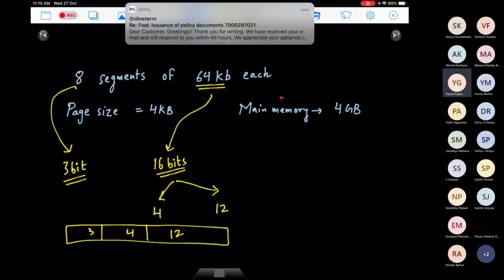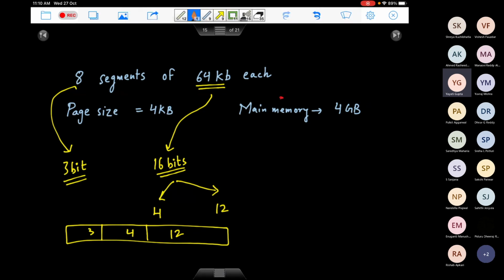So you can also look at it like this. You have 8 segments of 64 kilobytes each. So each segment is 64 kilobytes. To address this 64 kilobytes, you need 16 bits. Out of those 16 bits, again we computed that 12 are for your offset and the remaining 4 are for your page.